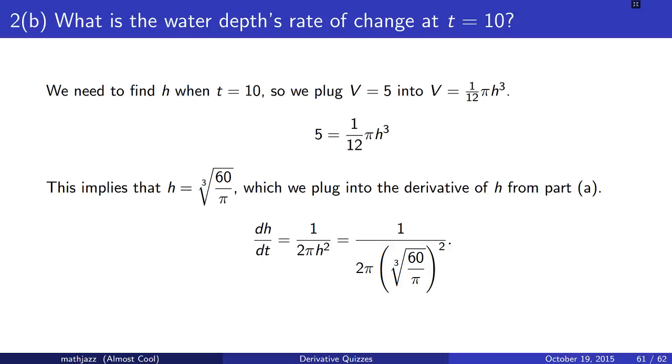So we get that h is the cube root of 60 over pi. We plug that into the derivative that we got from part A. So we get dh/dt equals 2 over pi h squared, which is 2 over pi times the square of the cube root of 60 over pi. And this is the rate at which the depth is changing at the time t equals 10.